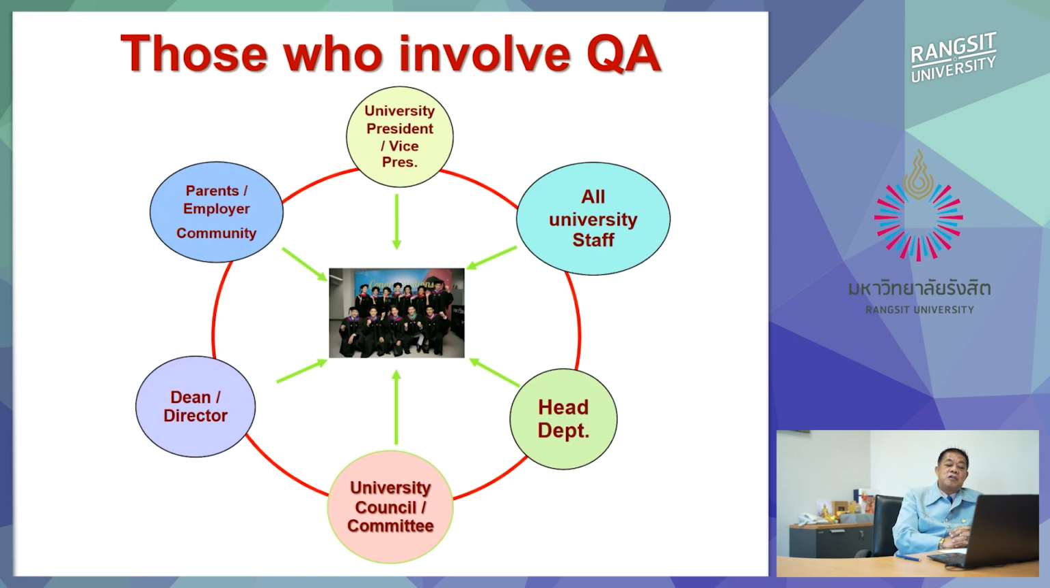Those who are involved in QA in a university are the president or vice president. The second one, all university staff. Next, the head of department, university council and committee. Next, the dean and director. Outside the university, those concerned and involved in QA are parents, employers, and communities.